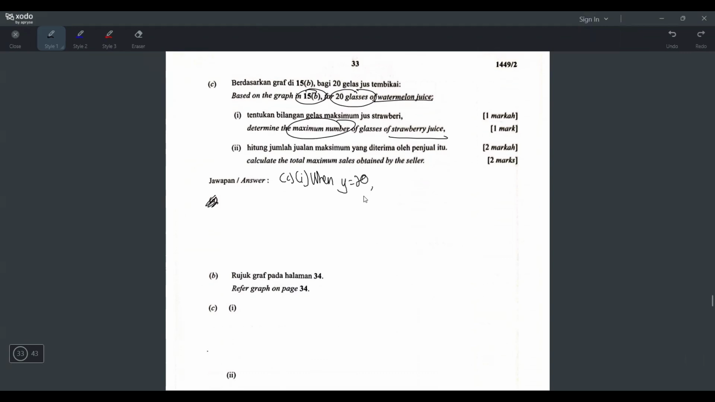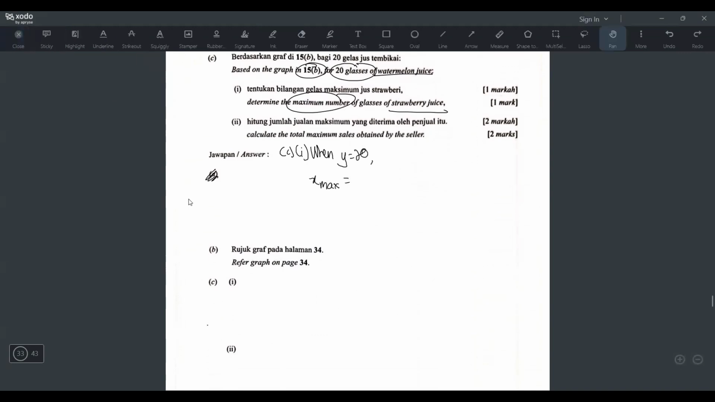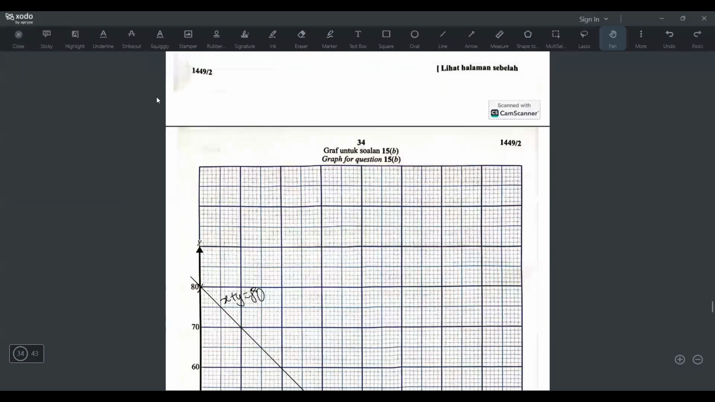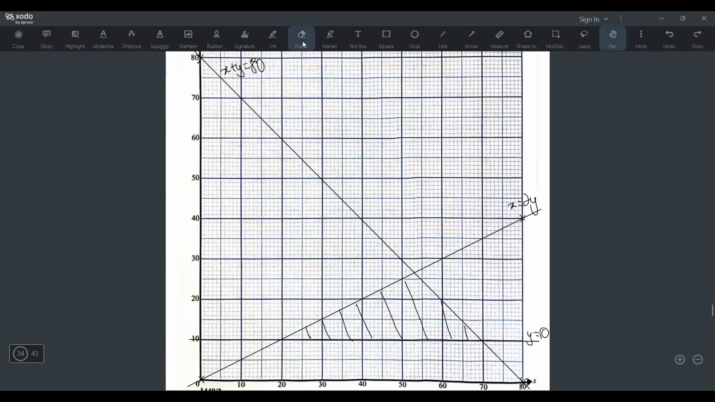Saya boleh cari X. But they mentioned here maximum number of strawberry. It means I cari X but cari X maximum. So I will go to the graph, cari Y20 and then find X maximum. So let's cari Y20 first. So Y20. Ini bukan X20. I want Y20. So this is Y20 and then draw a dotted line. Okay, I use red color lah. But in exam don't use red pen. Use pencil.